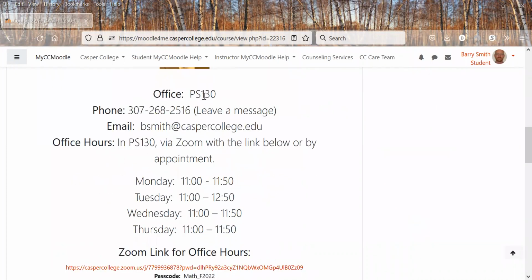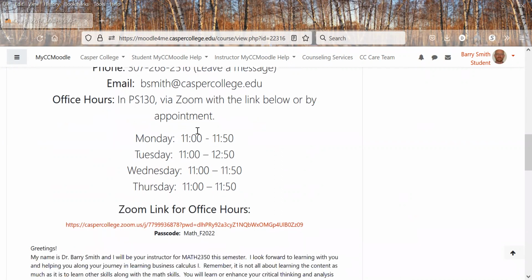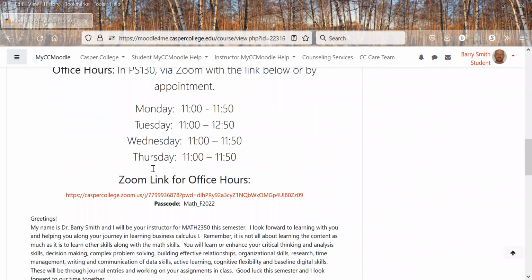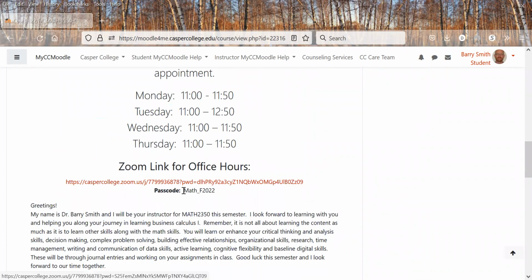Here's some information: my office, my phone, my email. That's probably the best way to contact me outside of class. My office hours might be changing depending on what classes they give me, because I think they're going to cancel one of my classes. So just pay attention to whatever Moodle says. And if you want to come for Zoom office hours, here's the link and password.